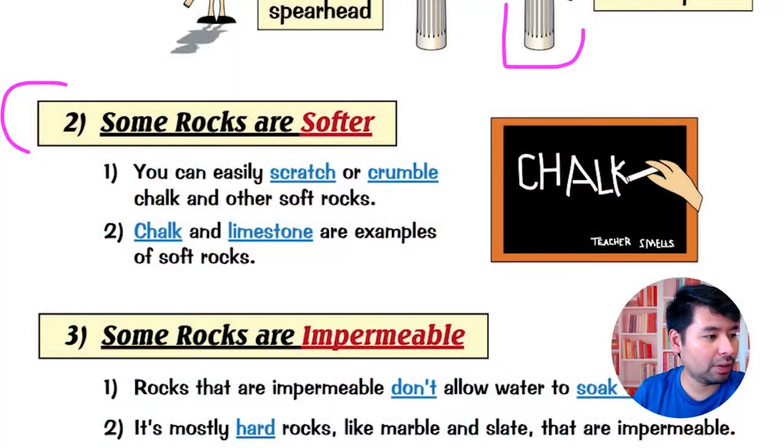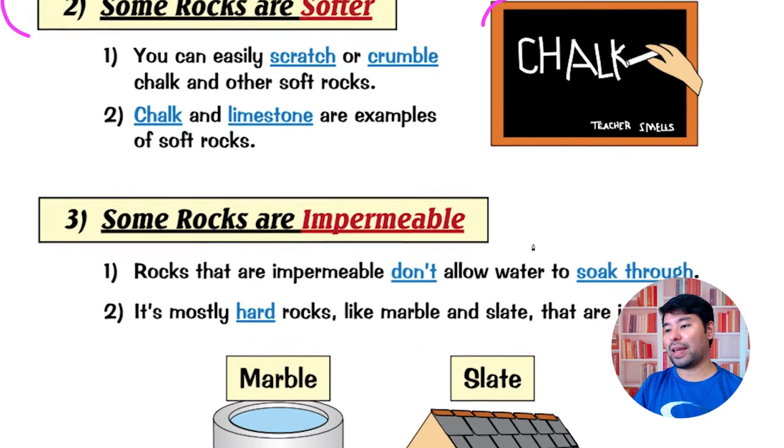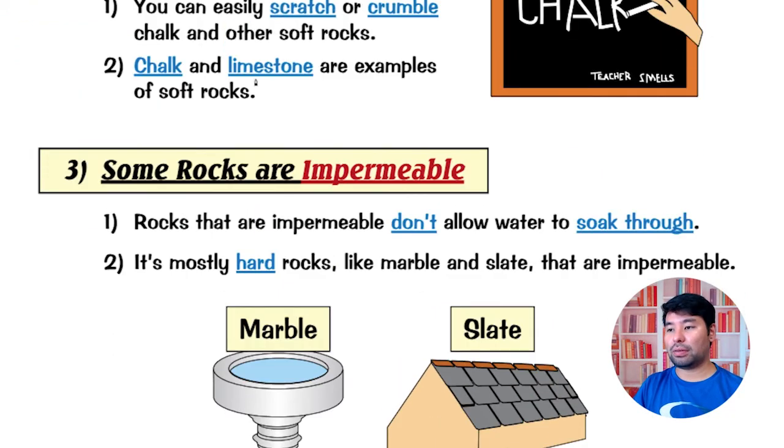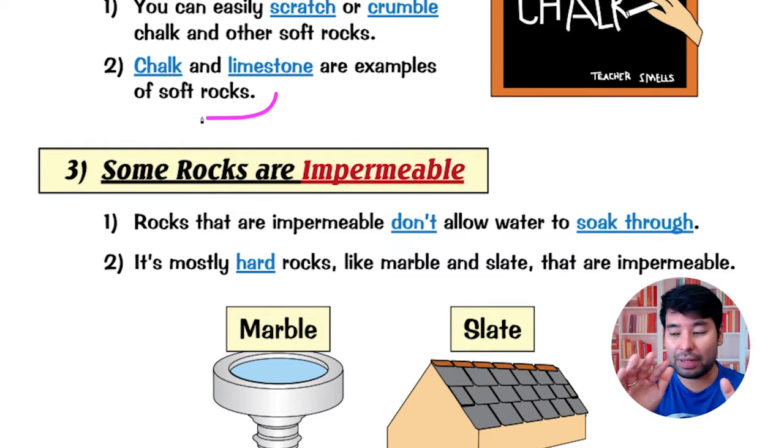Okay, so moving on. As I was saying, we have an example here, chalk, that the teacher is using to write. And one last piece of information: we say that they are soft because, compared to marble or other kinds of stones, they are easier to break. It's easier for you to break it down. That is the only reason why they are soft, more soft compared to the others.